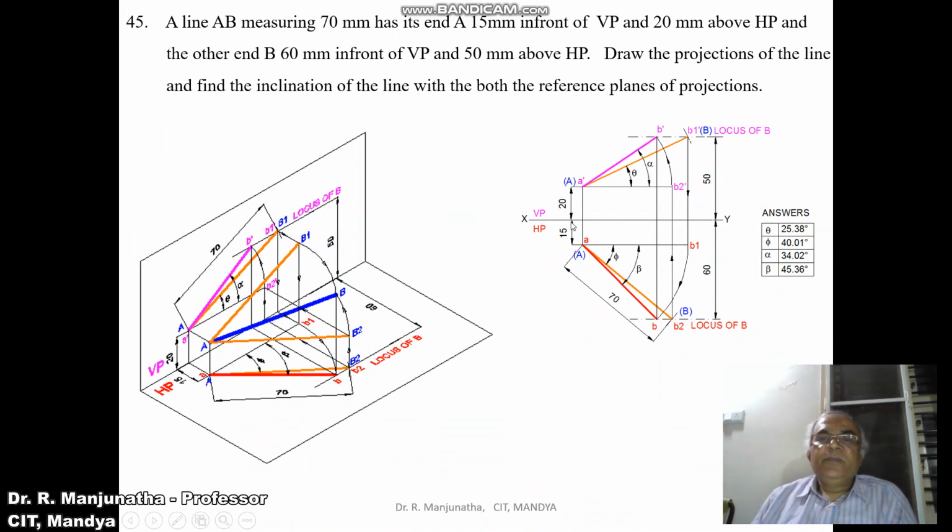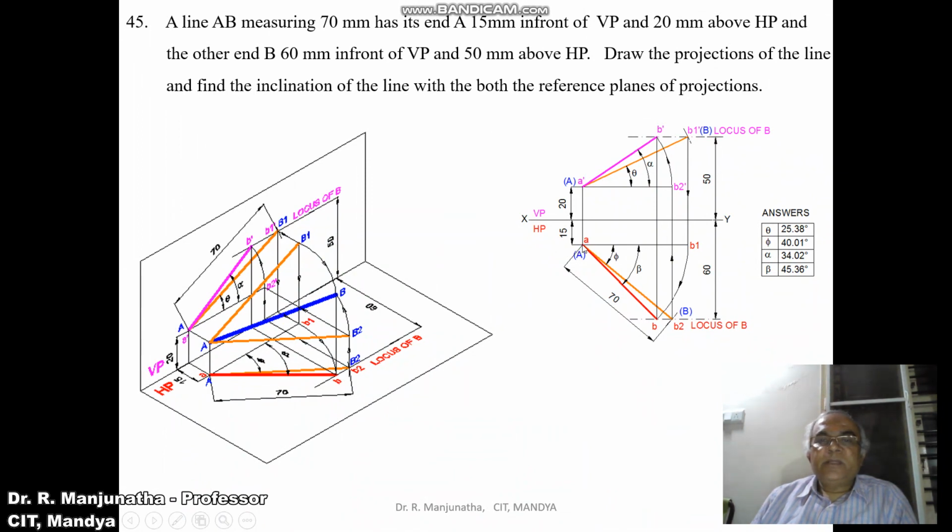Then show the dimensions, which are 20 mm here, 15 mm here, 50 mm here, and 60 mm here. Give the true length in any one of these, because we have true length, you can show it in any one line. Then using the protractor with A dash as center, with respect to A dash B2 dash, you measure an angle of theta, which is 25.38 degrees in computer. When you are doing it manually, it is 25 degrees. Similarly, you measure the angle alpha, which is 34.02 in computer. When you are doing it manually, it will be 34 degrees.